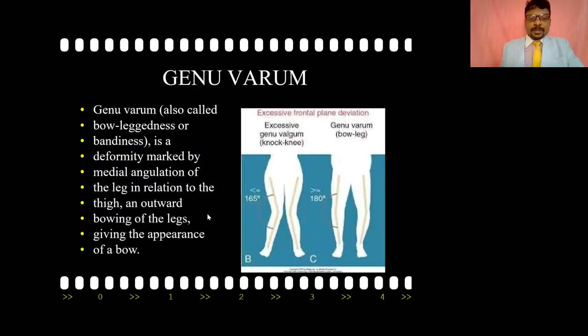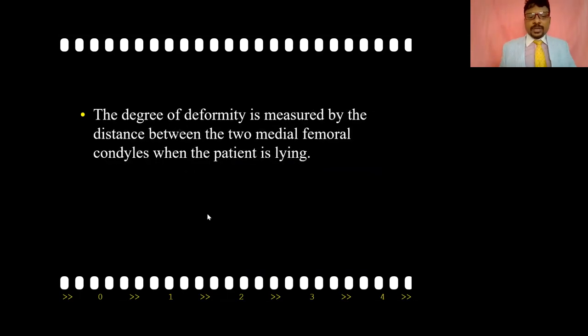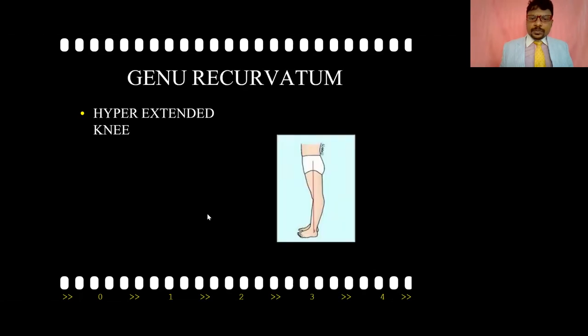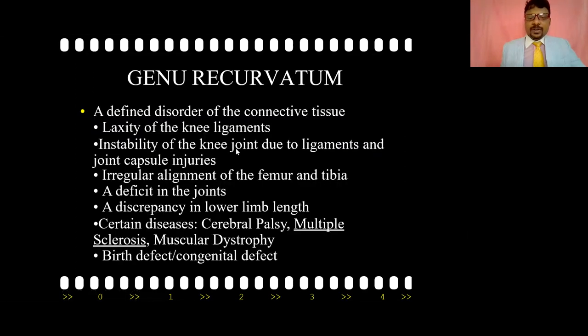Genu varum is nothing but bow legs, and it has many causes and factors. Coming to genu recurvatum, you see hyperextension of the leg. This hyperextension happens because of weakness of the hamstring and also tightness of the calf muscle. It is like a buckling movement they may get while walking. It is commonly seen in cerebral palsy, multiple sclerosis, and muscular dystrophies. Those who have some neurological disorders may get genu recurvatum.